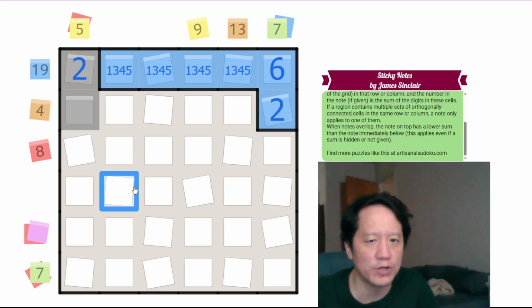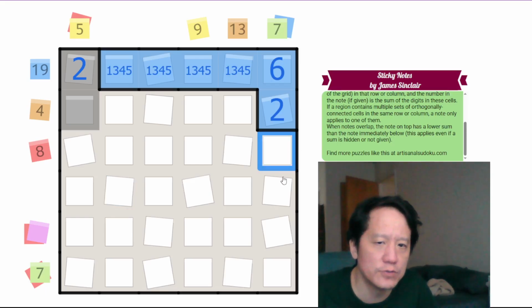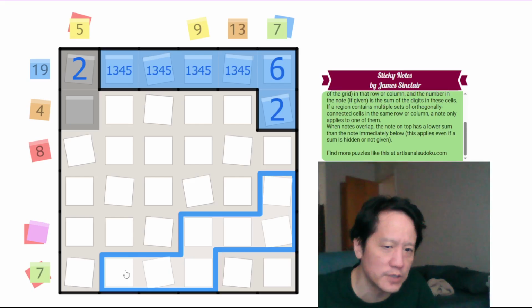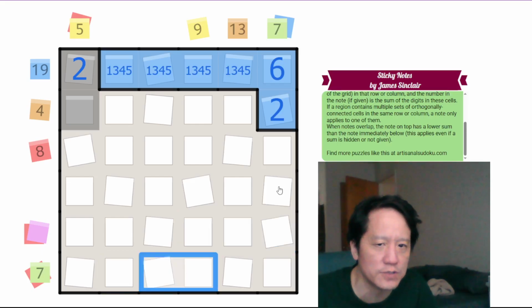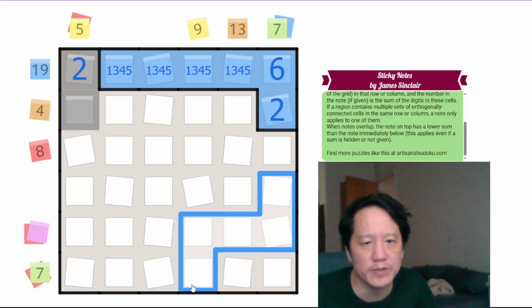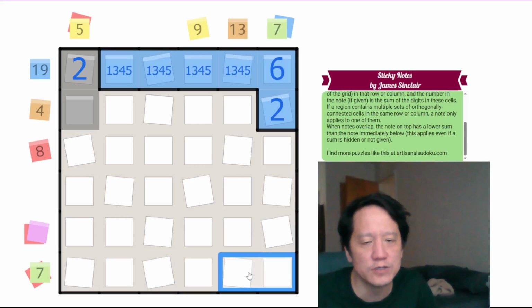Where is green? Well, we know we have 2 greens here. So say it was not including here. The problem with that is it has to go to here, right? And it has to have 2 cells here. So 2 cells here, 2 cells here. The problem is if we tried to connect those orthogonally, then these 2 cells wouldn't have a region. So green has to be at the bottom here.